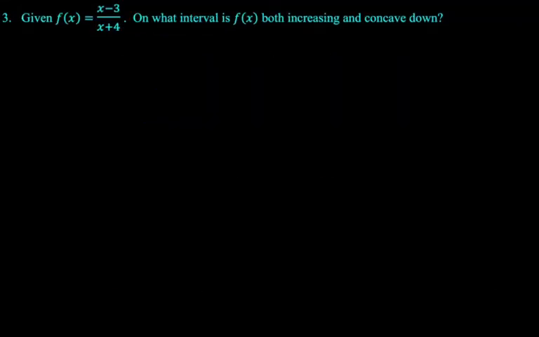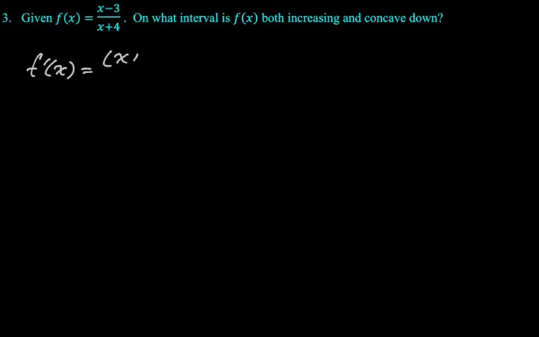All right, next problem. Given f of x is x minus 3 over x plus 4, on what interval is f of x both increasing and concave down? So we're going to need the first derivative and the second derivative. It's kind of a neat way to find this derivative, but I'm going to just do it by the quotient rule.